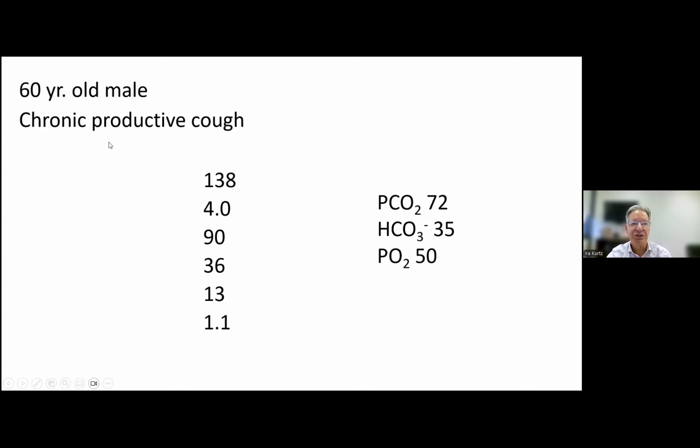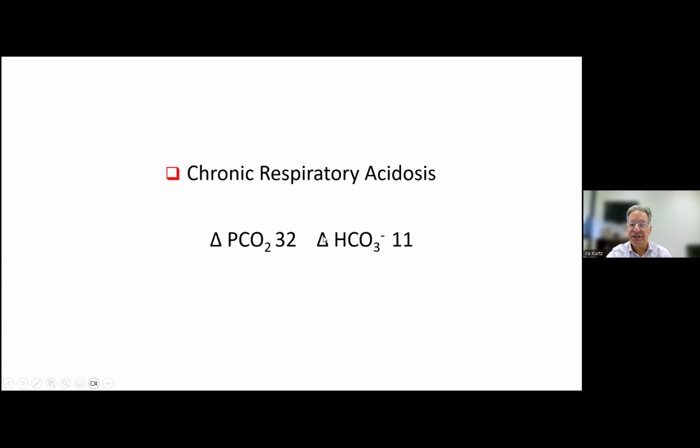Here's another patient with a chronic productive cough. Again, we look at the total CO2 or the bicarbonate, and they're elevated. So we're either dealing with a metabolic alkalosis or acute or chronic respiratory acidosis. The bicarbonate has gone up by about 11. The PCO2 has gone up by about 32. Again, we can put these numbers into the Henderson equation and calculate the pH. But these deltas are only compatible with chronic respiratory acidosis. They're not compatible with metabolic alkalosis or acute respiratory acidosis.